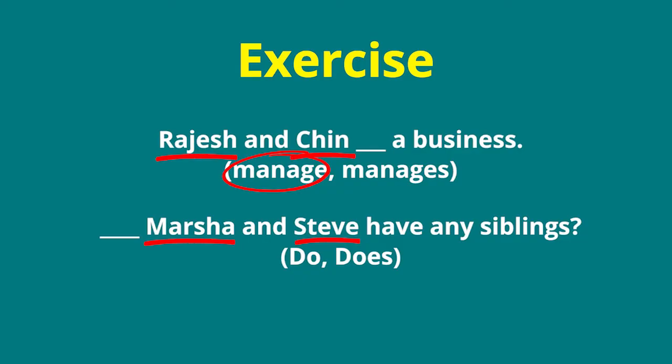So, boys and girls, will you choose do or does? Remember, we are choosing the plural verb form. Yes, definitely do, because do is the plural form of that verb. So our sentence would read, do Marcia and Steve have any siblings? So let's move on to rule number 5.